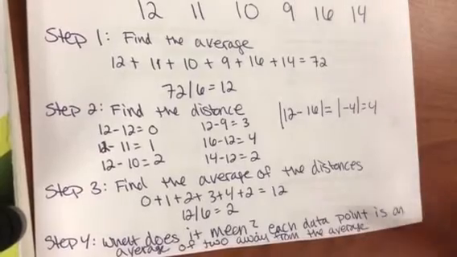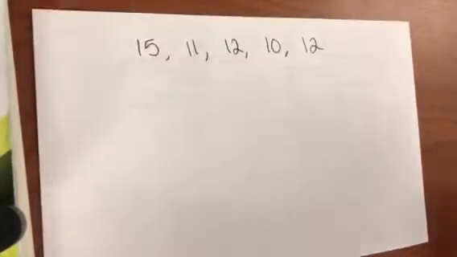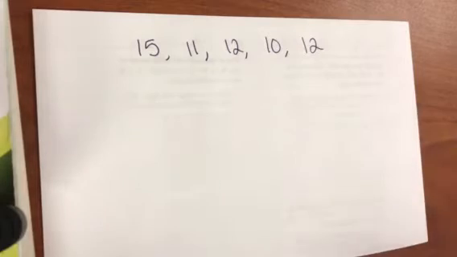What does that mean? It means that each data point is an average of 2 away from the average. Say that again. So each of these is on average 2 away from the actual average. Okay. That's not too bad. Don't ask us why. Because you just, yes. Next. Okay, let's find the mean absolute deviation of 15, 11, 12, 10, and 12.